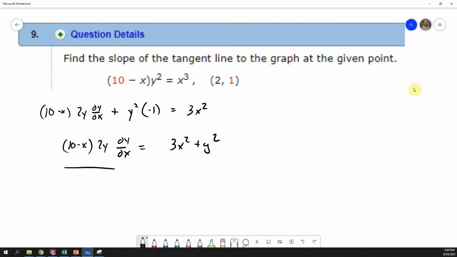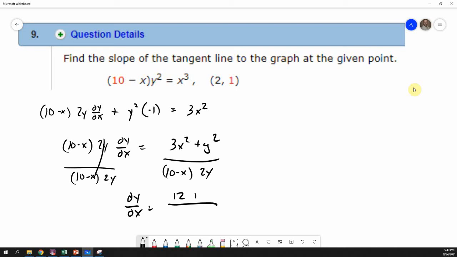So we can divide by 10 minus x times 2y. I get dy over dx equals (3x squared plus y squared) over (10 minus x) times 2y. So we're going to plug our x, y in. So x squared is 2 squared, which is 4, times 3 is 12, plus y squared, which is 1.